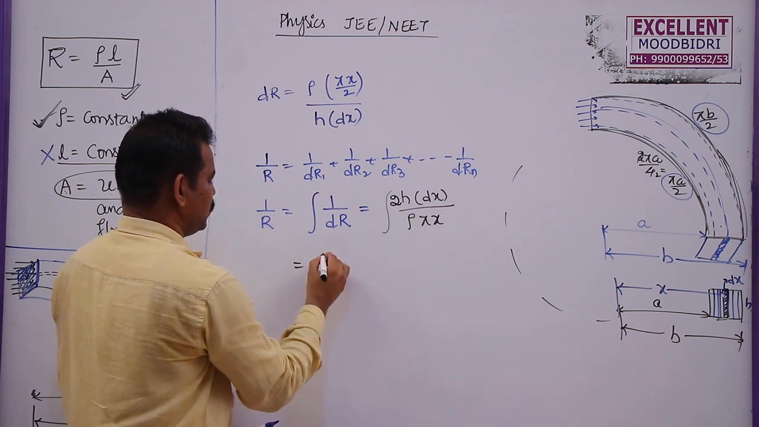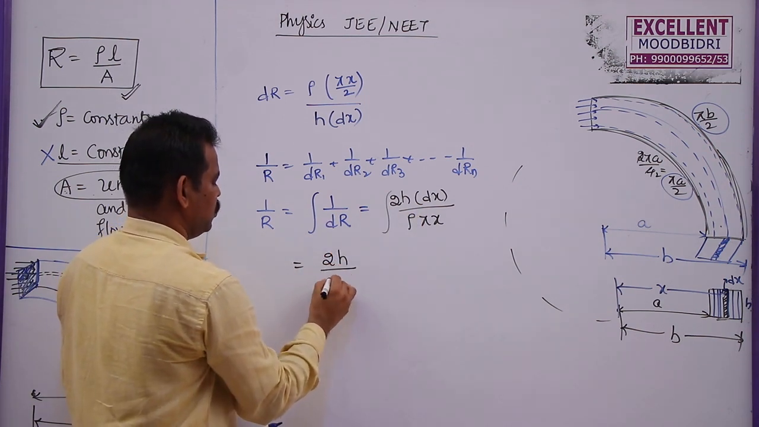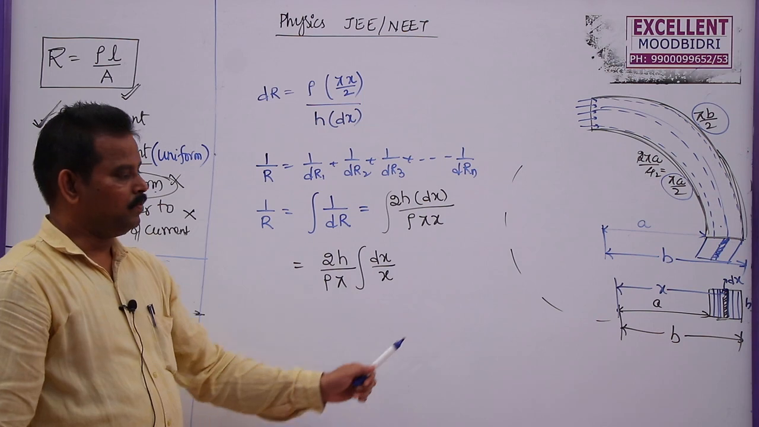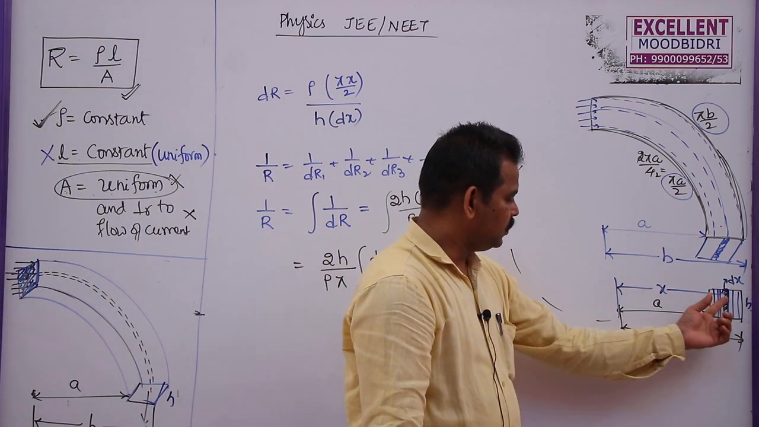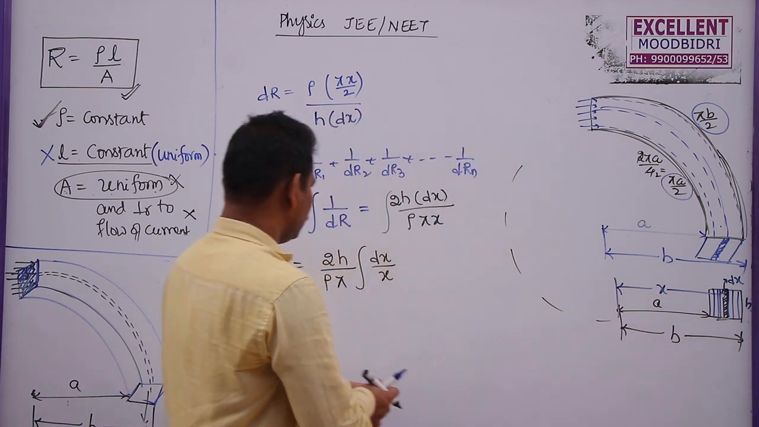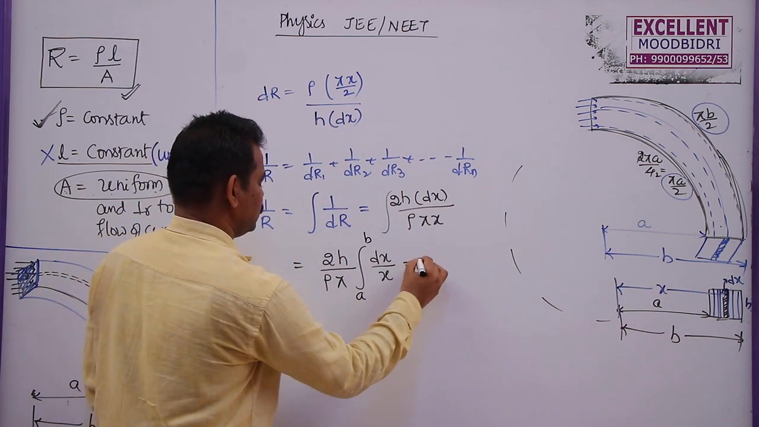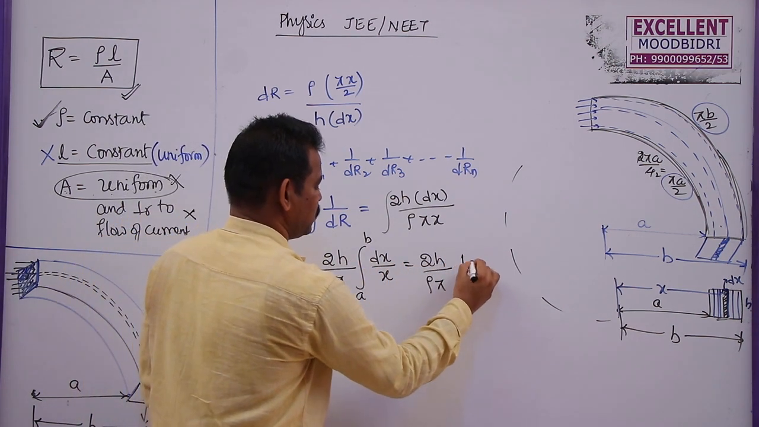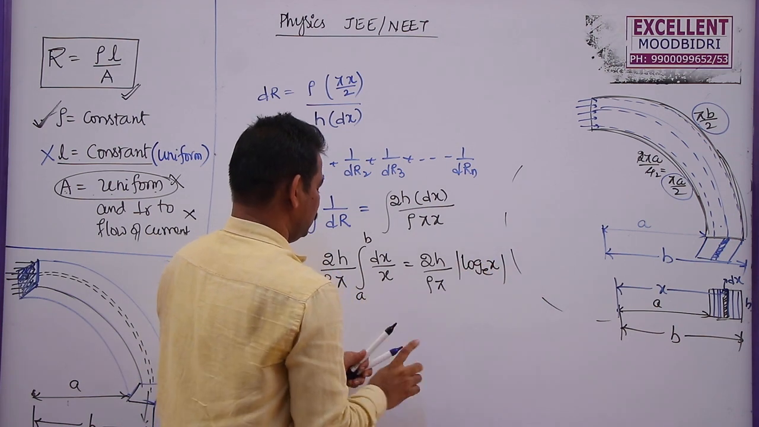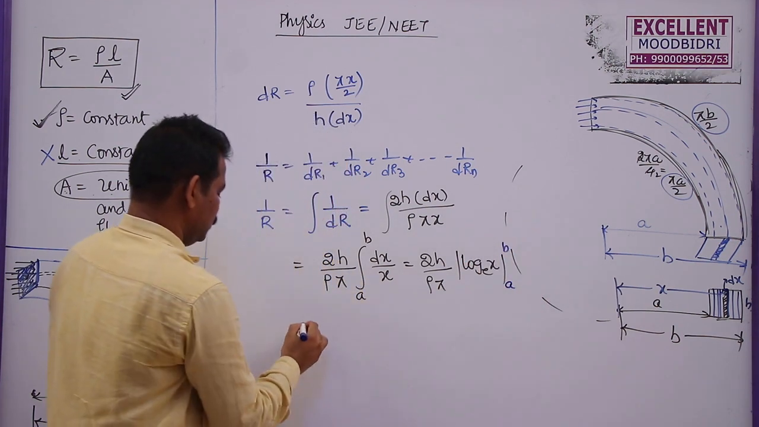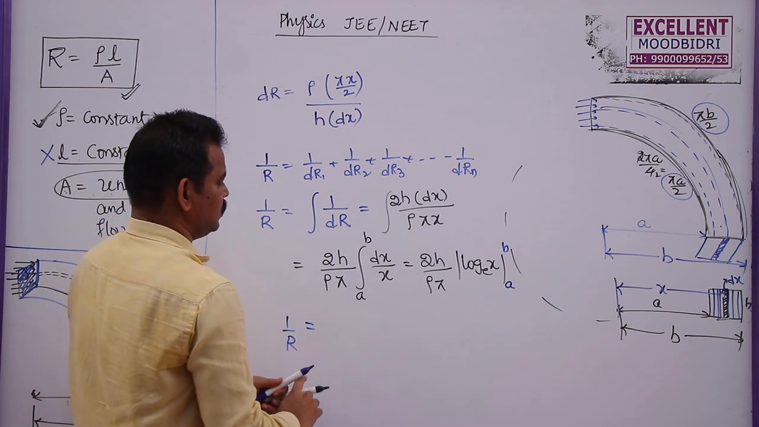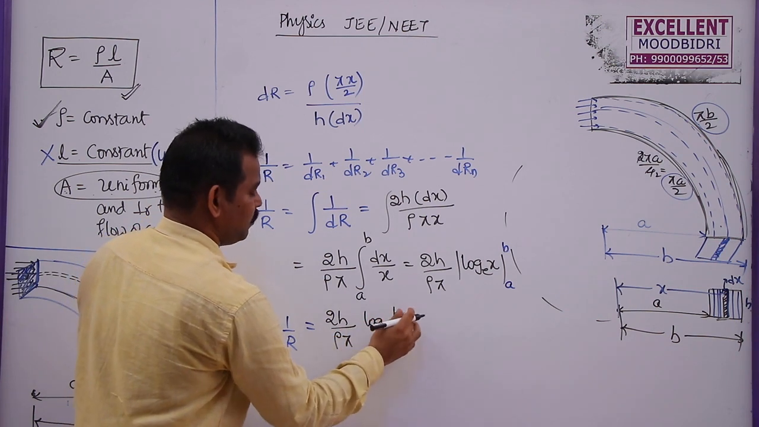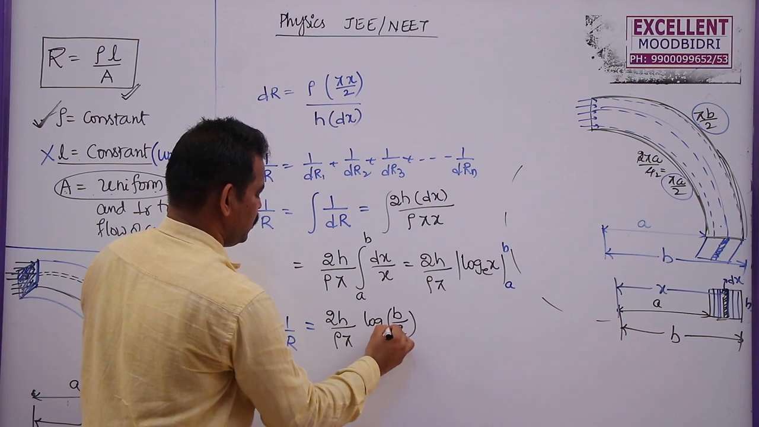So, bring the constant terms outside: this is 2, h constant, rho constant, pi constant, integral dx by x. So, what is the minimum value of x and what is the maximum value of x? Minimum value is a, maximum value is b. So, a and b are the limits. So, this is 2h by rho pi, integral dx by x is log x to the base e with limits a and b. So, this 1 by r can be written as 2h by rho pi into log b minus log a, or directly log b by a to the base e.